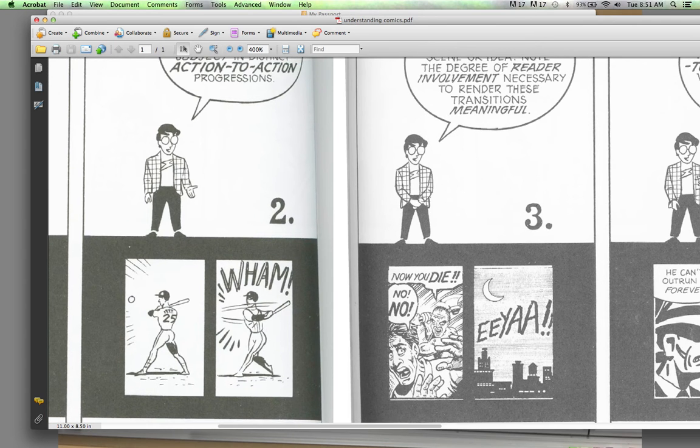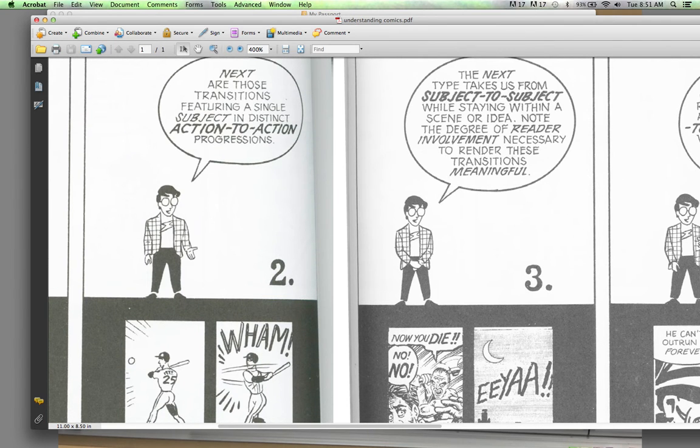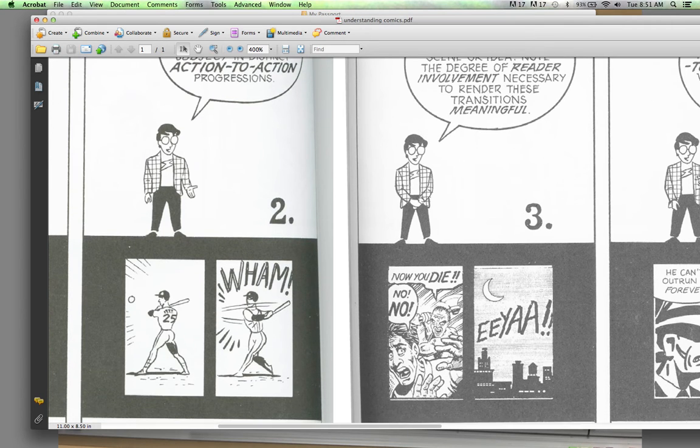Moving over. These are subject to subject. So notice what's happening here. In subject to subject, we stay within a scene or an idea, and then there's a greater degree of reader involvement necessary to render these transitions meaningful. So what are we talking about here?